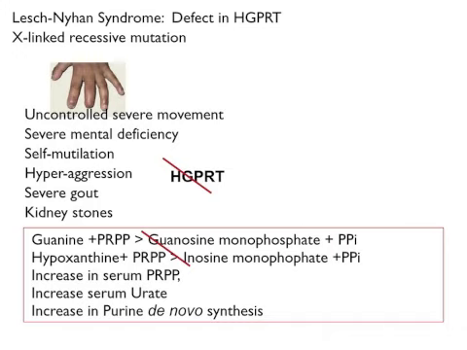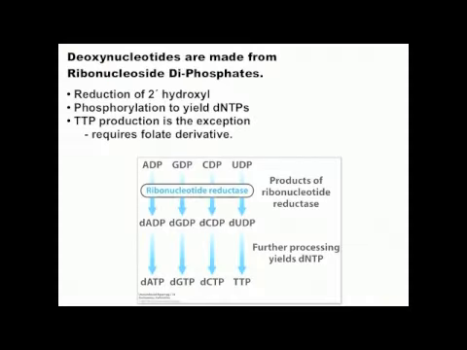A loss of HGPRT results in both an increase in serum PRPP and also an increase in serum urate, which is the catabolism product of purine bases. This increase in serum urate gives rise to gout and kidney stones. And because the salvage pathway is not working, there is an increase in the purine de novo synthesis.